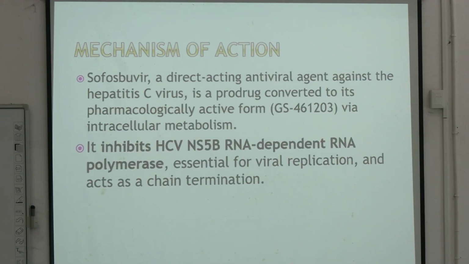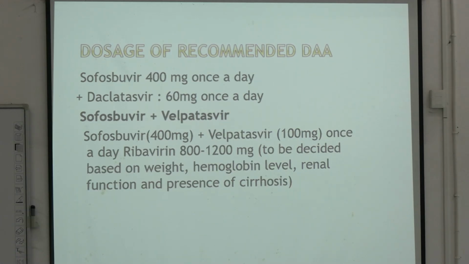How do they act? They basically inhibit RNA-dependent RNA polymerase, the HCV non-structural protein 5B. It is a prodrug converted to the active form by intracellular metabolism. It inhibits the RNA polymerase and stops viral replication. Already covered. At least remember these two drugs if treatment is asked.